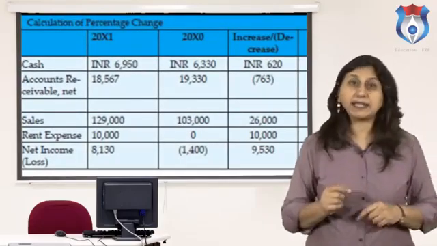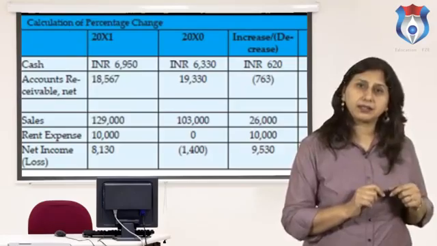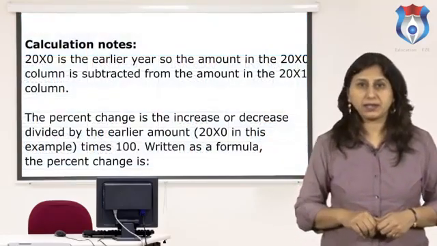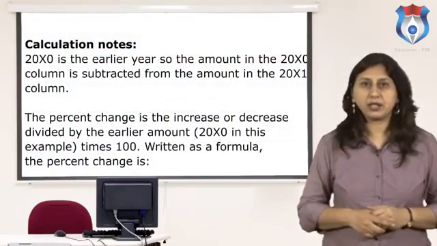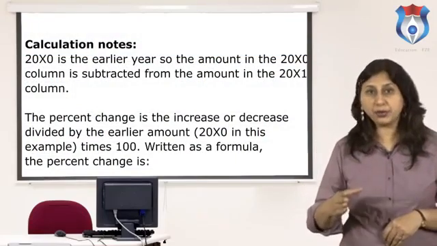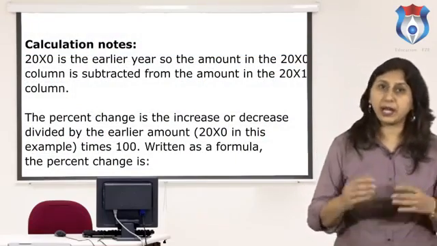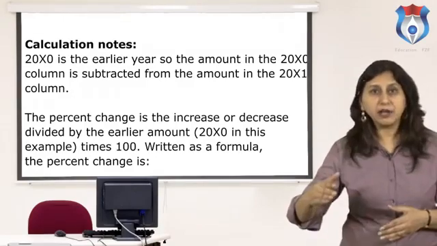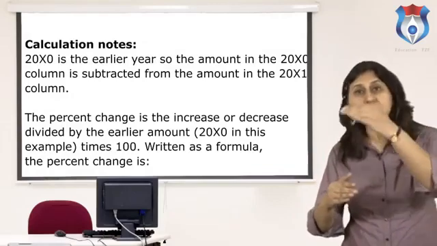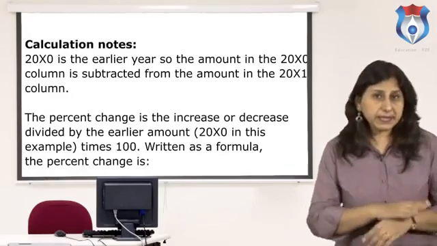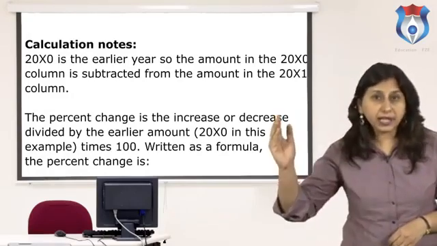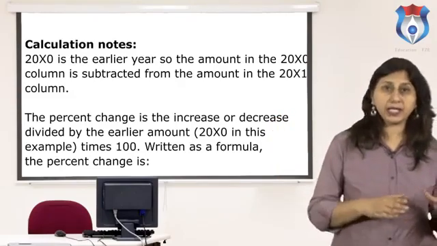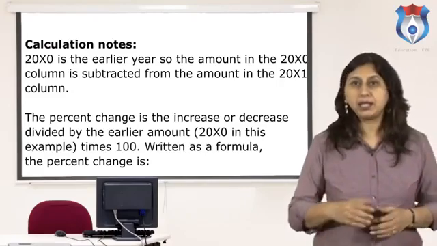Divide the change by the earlier year's balance. The result is the percentage change. Calculation notes. 20X0 is the earlier year, so the amount in the 20X0 column is subtracted from the amount in the 20X1 column. The percent change is the increase or decrease divided by the earlier amount, 20X0 in this example, times 100.